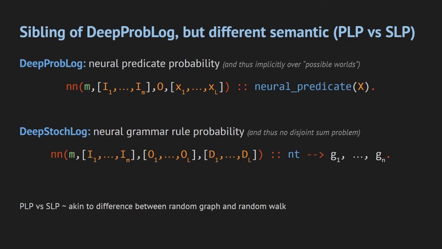One way to understand the difference in this probabilistic versus stochastic logic programming is that PLP is much like performing inference on a weighted graph where random graphs are sampled from, and SLPs is similar to sampling a random walk in such a weighted graph.